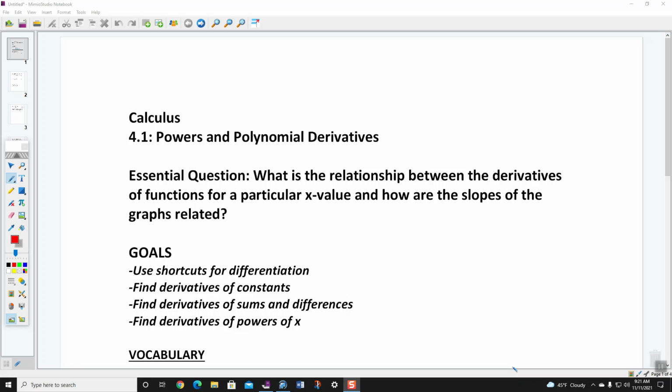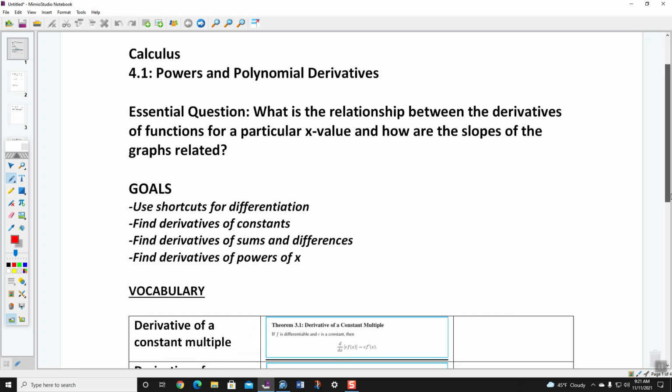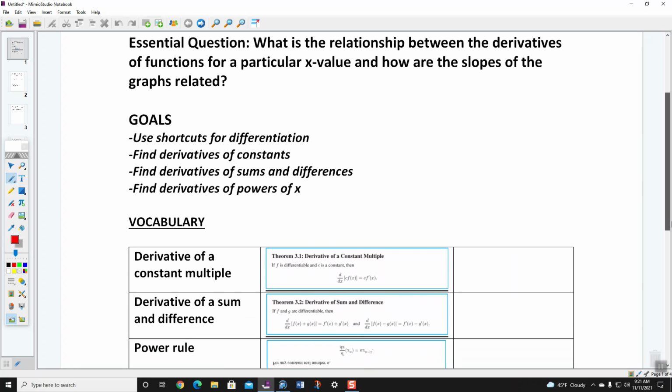Okay? We're going to look at the derivatives of sums and differences, which are pretty much polynomials that you're going to look at today. And then we're going to find derivatives of powers of x here. So nothing real earth-shattering in terms of what the question is asking and in terms of what the goals are. Things are just going to look a little bit different.